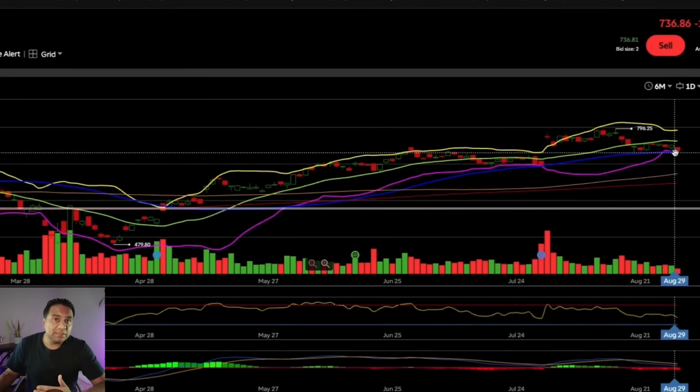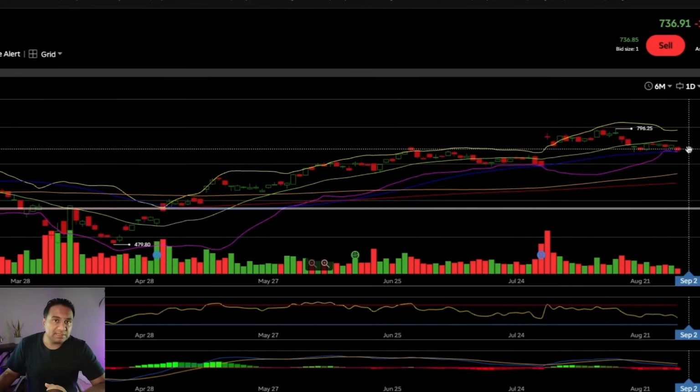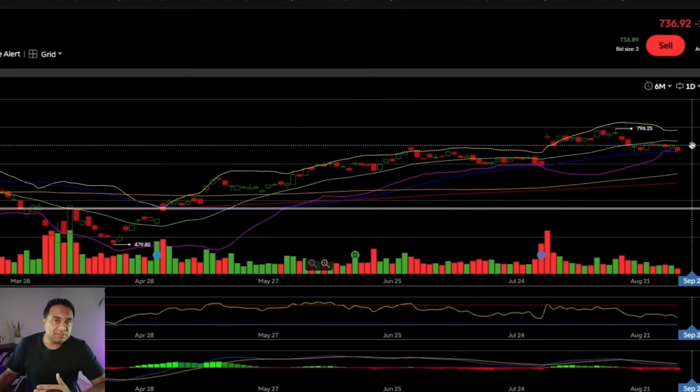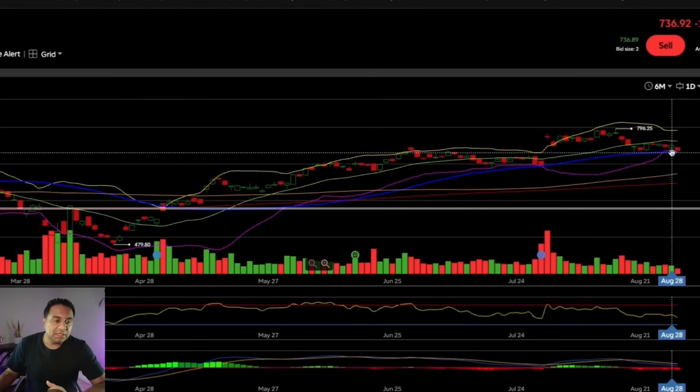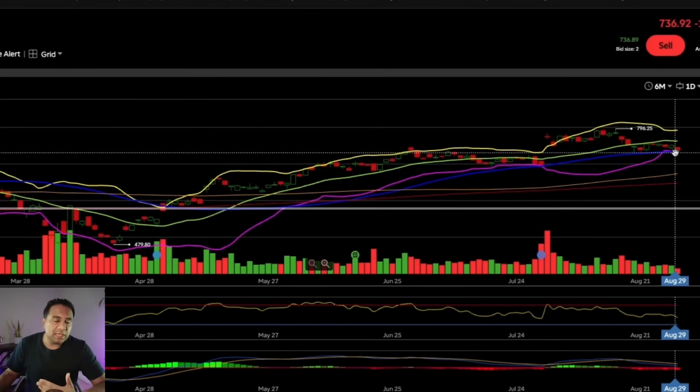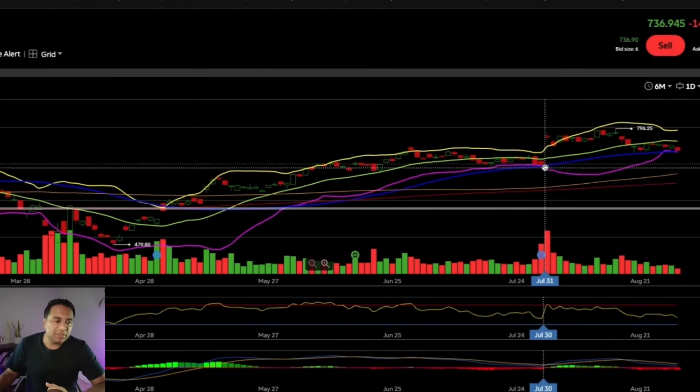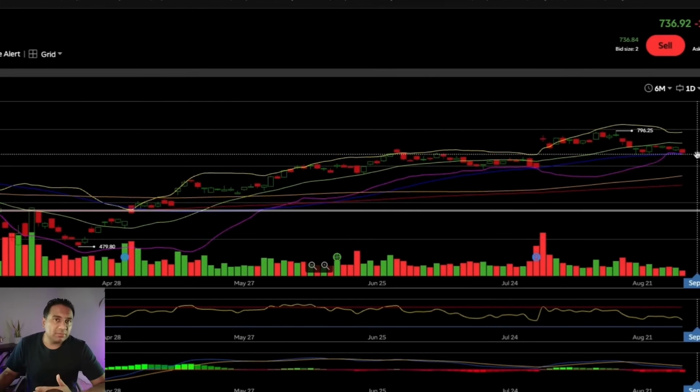Now, if you like to sell put options for a living, which I do, right here is a perfect setup, because anytime a stock is trading at the bottom of the Bollinger Band, you can expect a slight bounce. Obviously, nothing's guaranteed in the stock market, but generally speaking, anytime a stock comes all the way to the bottom of the Bollinger Band, it's a great area for a bounce.